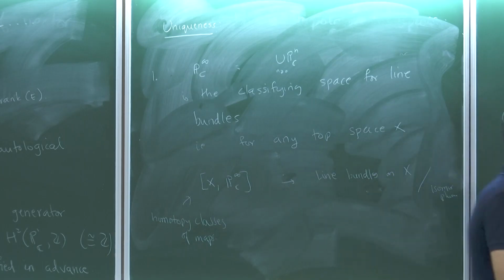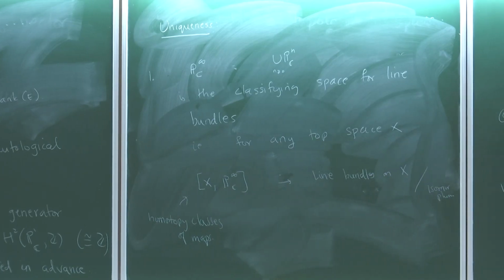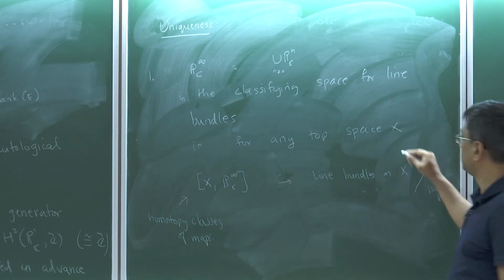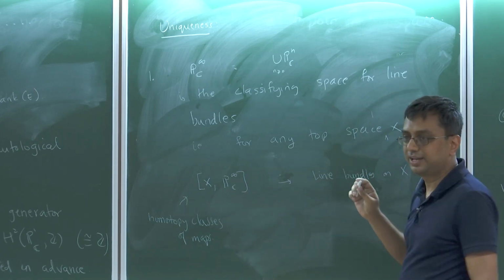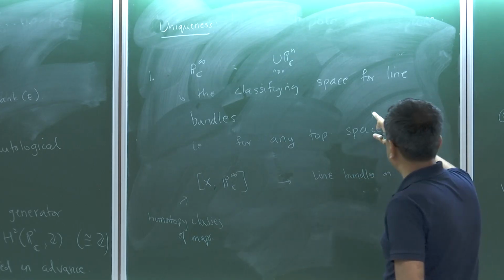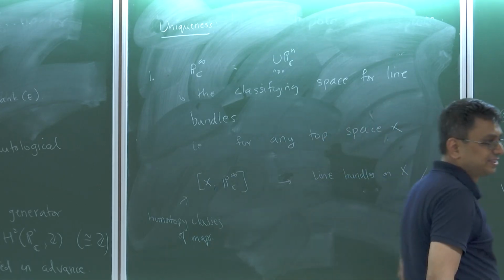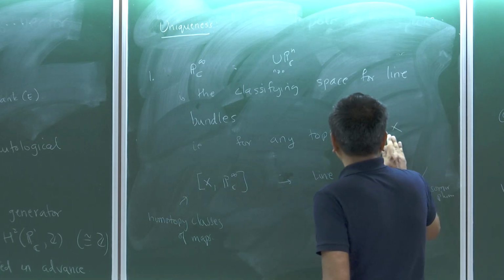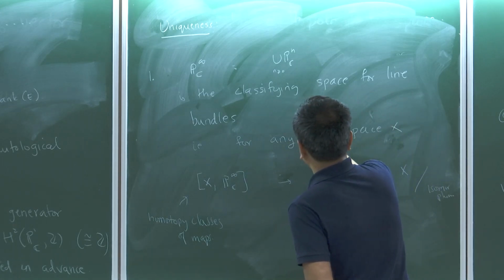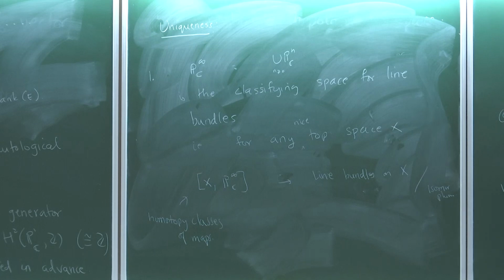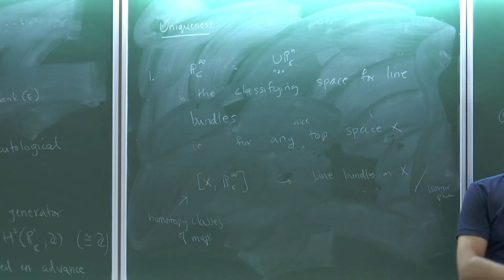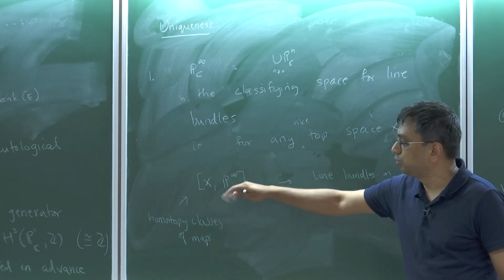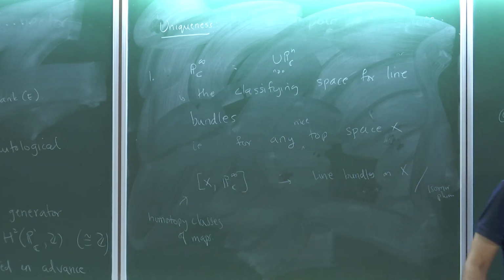Okay, so for nice topological spaces, paracompact Hausdorff. I can just say CW complexes, or let me just use nice. It doesn't have to be a manifold. So giving a line bundle is the same as giving maps to this space, infinite projective space.